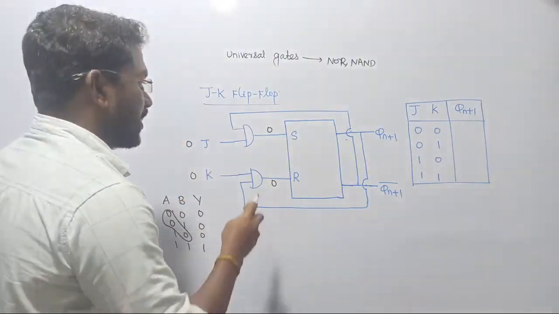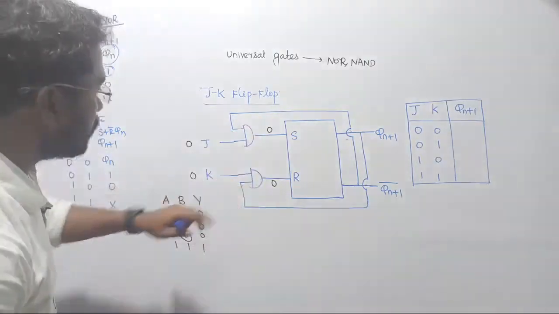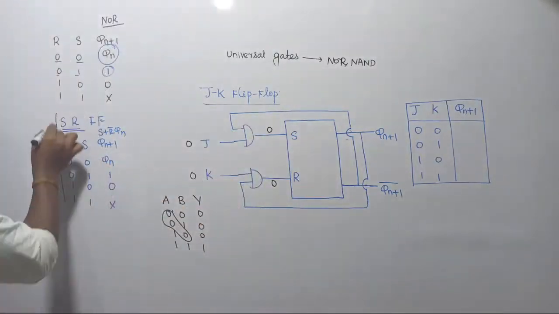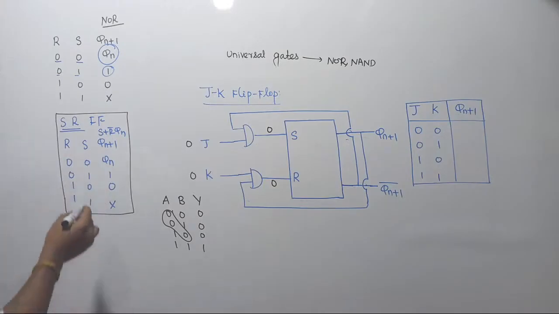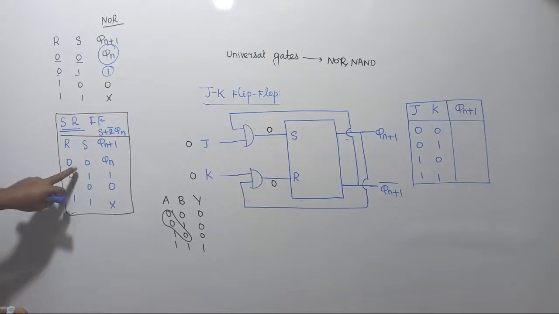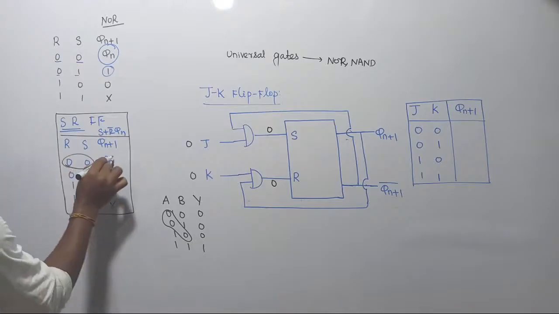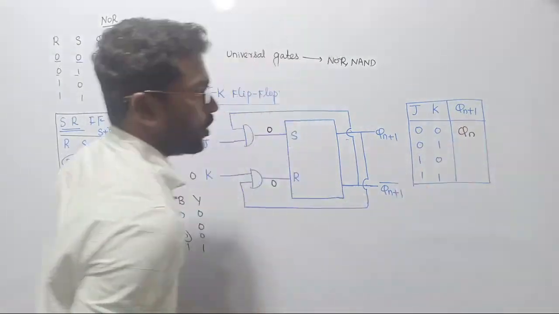Okay, fine. Now we are passing this 0, 0 through the SR flip-flop. This is the truth table of the SR flip-flop that I have already written here. Whenever we pass 0, 0 through the SR flip-flop, the output of the flip-flop will become Qn. So here the output of the flip-flop will become Qn.